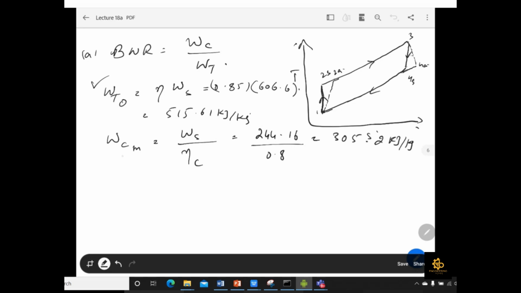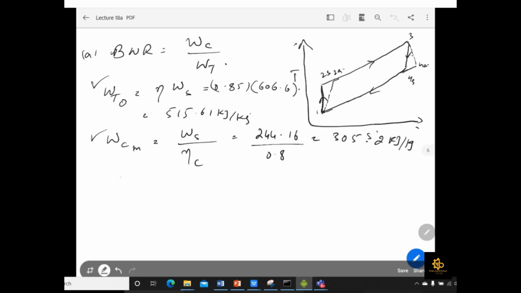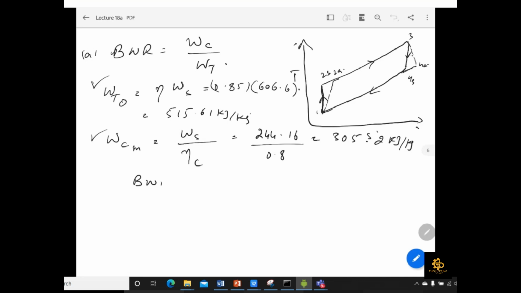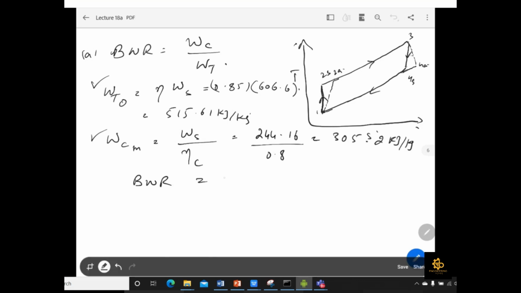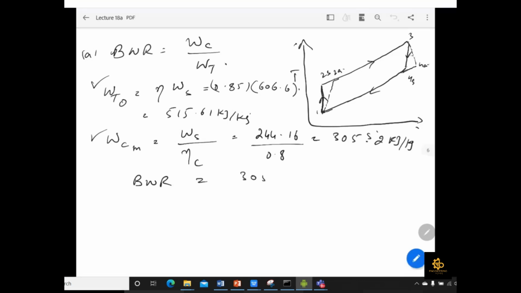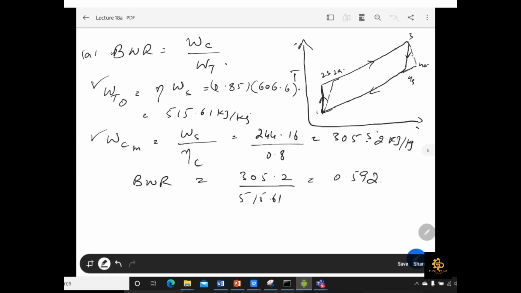Now we have the actual compressor and actual turbine work, so we can simply use the back work ratio equation and put in the values 305.2 and 515.61. That turns out to be 0.592, or you can say 59.2 percent, for your back work ratio, which is the actual back work ratio.